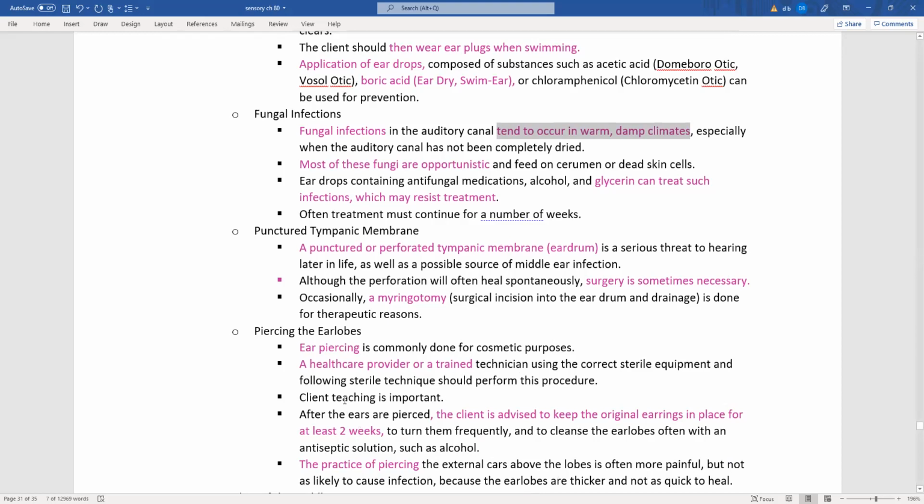I had to take them holes out. So client teaching is important. Oh, okay, this is sterile technique too, y'all. It's a sterile technique. Teaching is important.